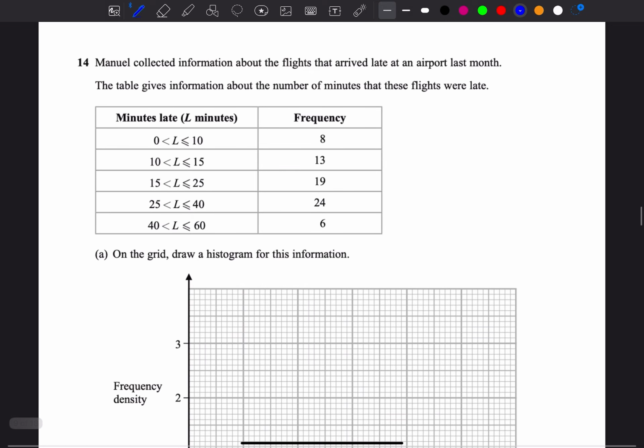Next one. What do we have? Frequency density. We have a histogram here, so you want the class widths. That's 10, take away, that's a 5, that's a 10, that's 15, that's 20. And we go frequency density. So you divide 8 divided by 10, 0.8. 13 divided by 5, 2.6. 19 divided by 10, 1.9. 24 divided by 15, I'll just use a calculator at this point, 1.6. There you go. 6 divided by 20, 0.3.